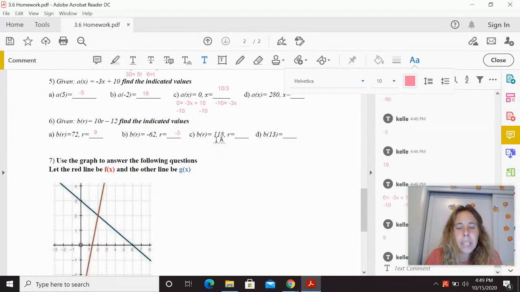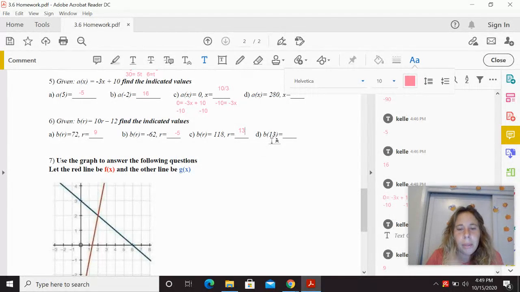B of r equals 118. Once again, you're going to substitute 118 into B of r. So you'd have 118 equals 10r minus 12. You would add 12 to both sides. You would get 130 equals 10r. And you would divide by 10, and that would give you 13.